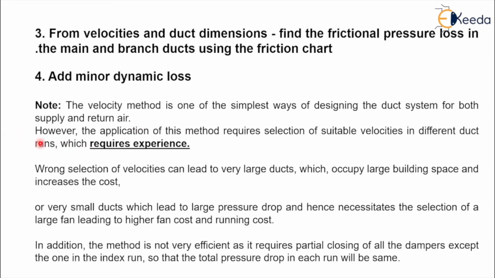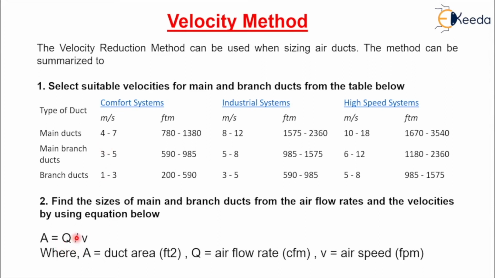Friends, listen very carefully. You know very well that Q is equal to area into velocity. Here, area is equal to Q by V. If you have selected a very high velocity, then you will get a very small area, that means a very small diameter. And if you have selected a very low velocity, then you will get a very large diameter. That means the size of the duct will be very large.